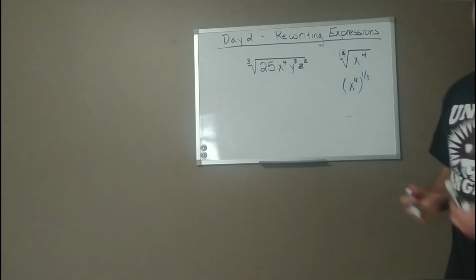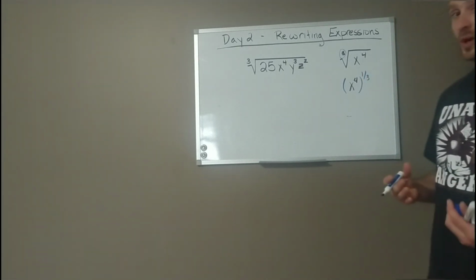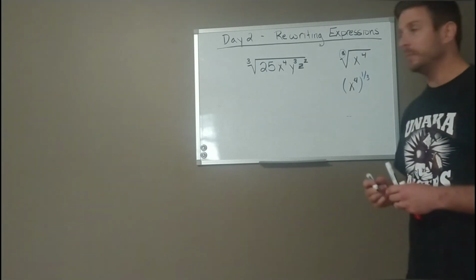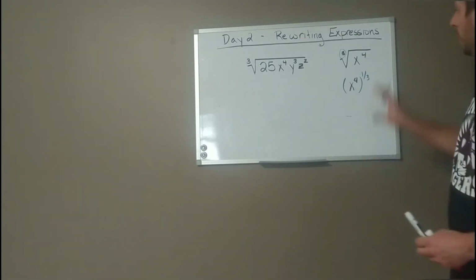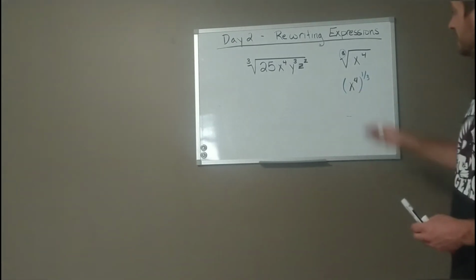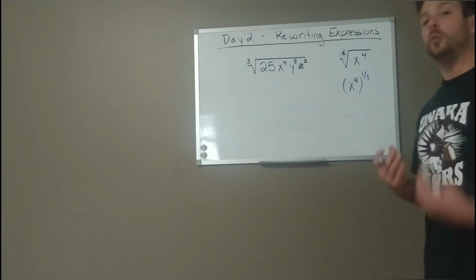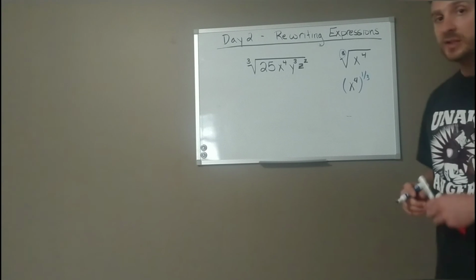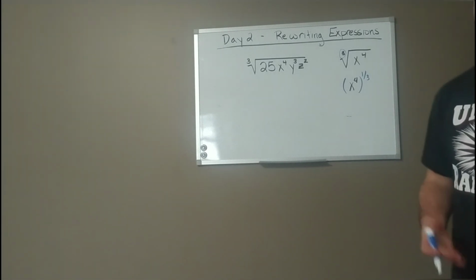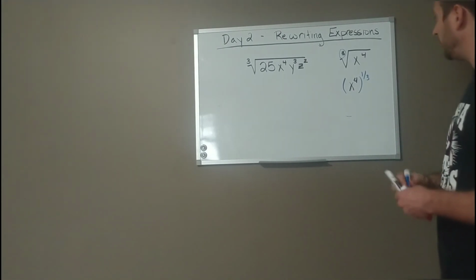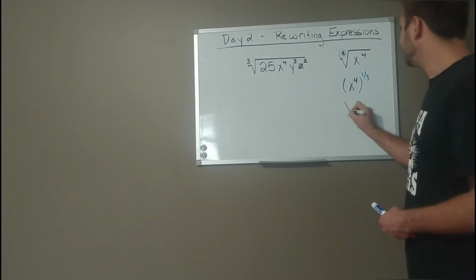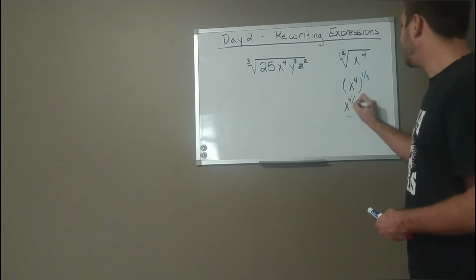So a cube root is a 1/3 power. A square root would be a 1/2 power. A fourth root would be a 1/4 power. And so what this amounts to, guys, is when we take this and raise it to a fractional power, we know from our properties of exponents that when you take a power to a power, you multiply. 4 times 1/3 gives us x to the 4/3 power.